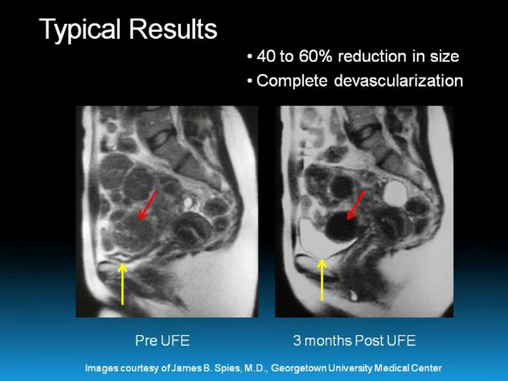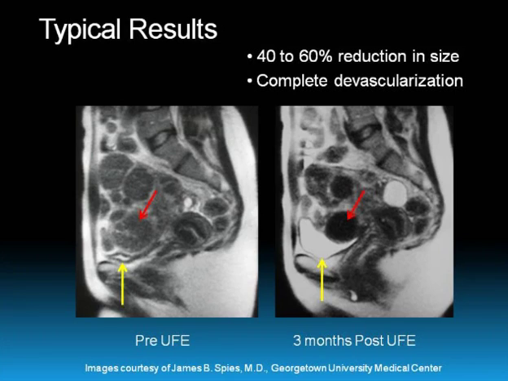If you look at what the yellow arrow is pointing at, the yellow arrow is pointing at the bladder, and you can see that before the UFE, the bladder was very compressed, and afterwards, even though the fibroids haven't totally gone away, the shrinkage and the reduction in size are enough that the bladder is now able to expand better.